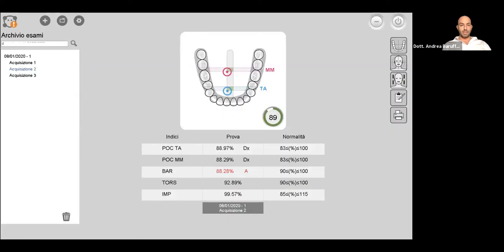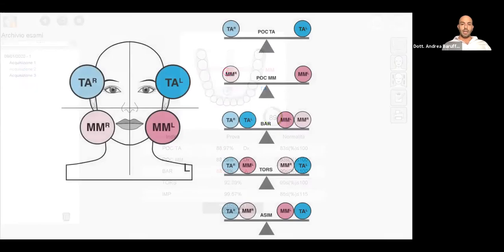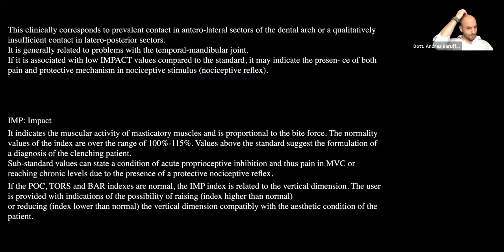The impact, you see as the last index, is the assessment of the muscle activity. You see that ideally it should stay in a range between 85 and 115%. And you have the index of the asymmetry. You have the symmetry between right or left, right temporal and masseter, or left temporal and masseter.